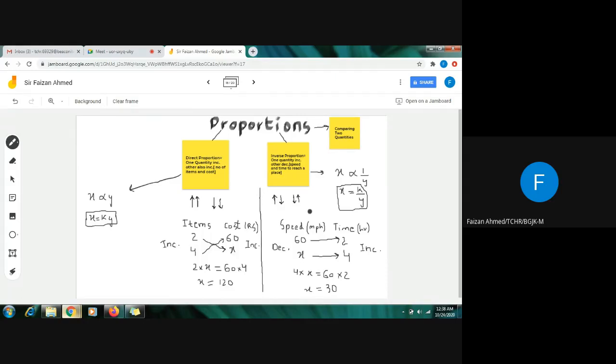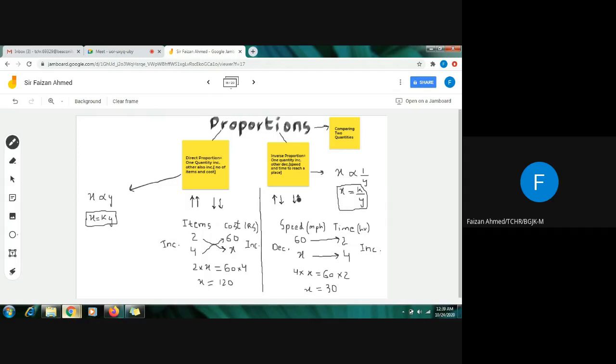The next type of proportion is the inverse proportion. In this proportion, if I am increasing one quantity, the other one will automatically get reduced, or if I am reducing one quantity, the other will get increased. For example, speed and time. I have a word problem. For example, my speed is 60 miles per hour, and the time taken to reach a certain destination is 2 hours. If I am taking 4 hours to reach my destination, what will be my speed?